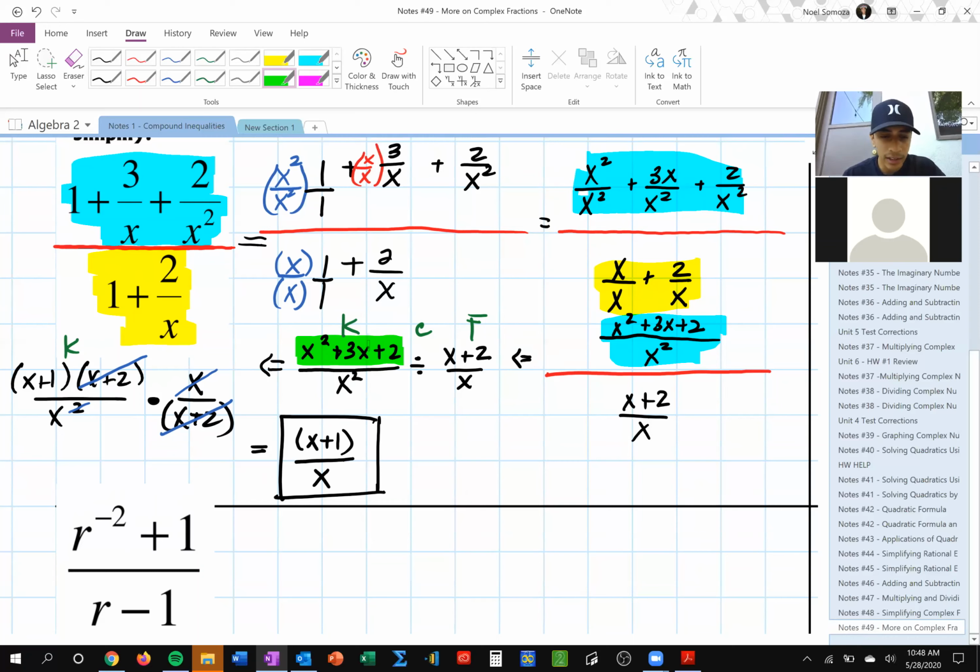Okay, any questions so far on this first problem?